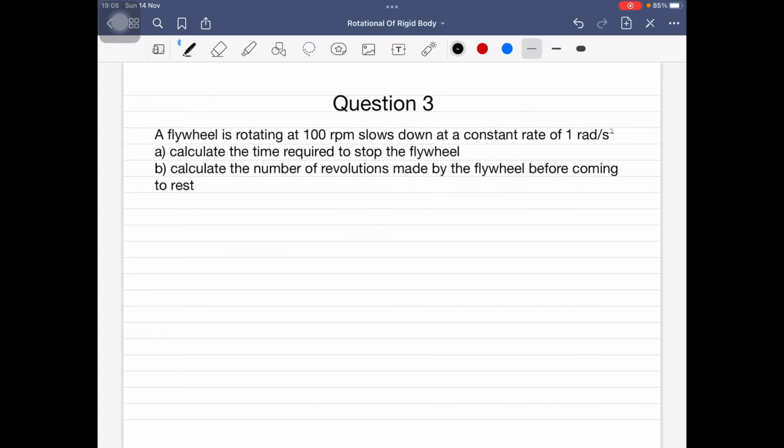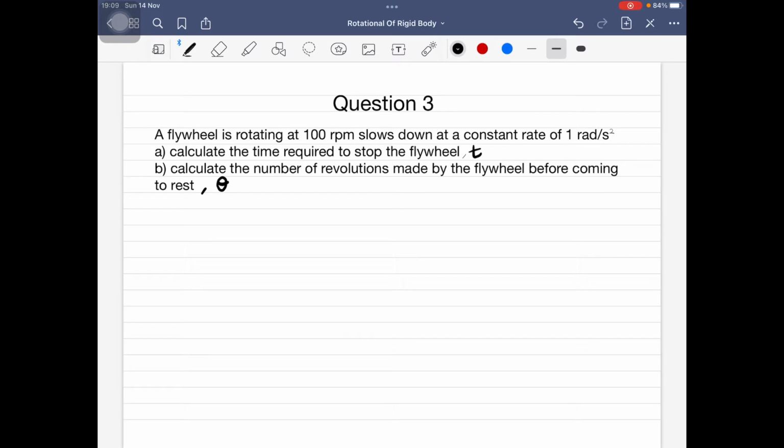Right, next we're going to discuss question number 3. So question number 3 said that a flywheel is rotating at 100 revolutions per minute, and slows down at a constant rate of 1 radian per second squared. So question A, calculate the time required to stop the flywheel. So the question asks, what is the time to stop? And then calculate the number of revolutions made by the flywheel before coming to rest. So question B asks about how many revolutions, so that will be theta.